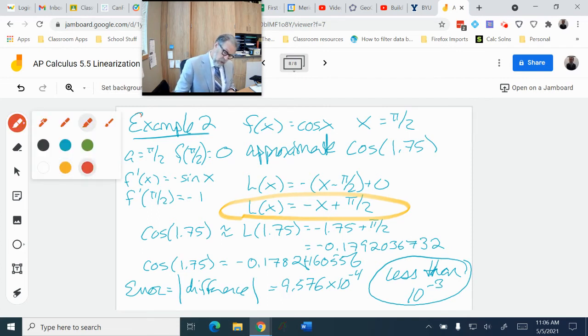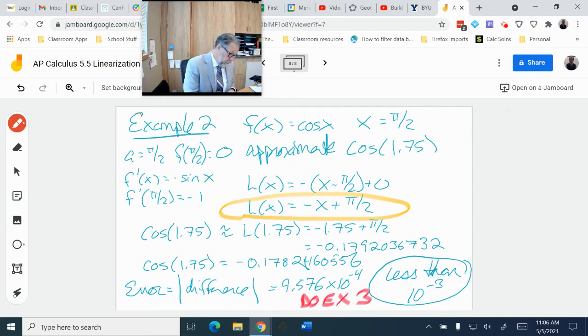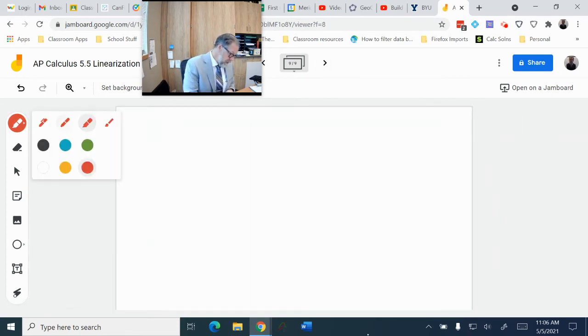All right. For my students, why don't you go ahead and do exercise 3 and exercise 5 in the book. When you're done with that, come back and we'll have one more example. All right, welcome back to example 3.